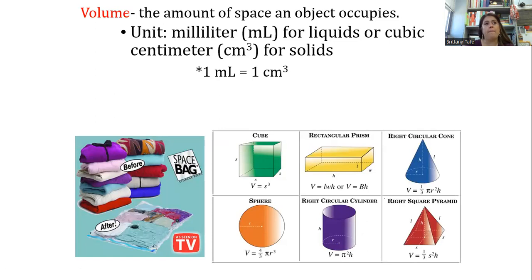So I said at the very beginning that matter has mass and volume. And so volume is the amount of space an object occupies, right? So we measure that in milliliters for liquid or cubic centimeters for solid. So 1 milliliter equals 1 cubic centimeter, okay?